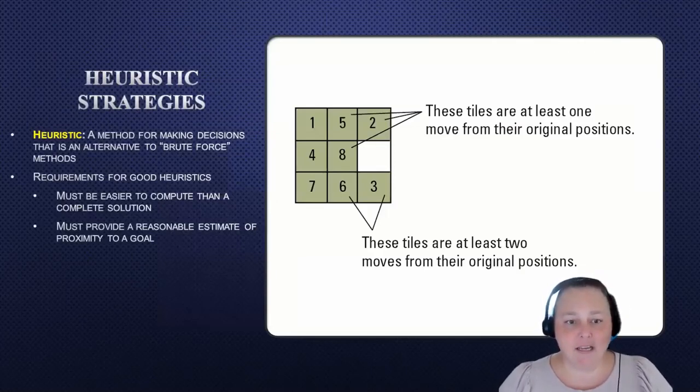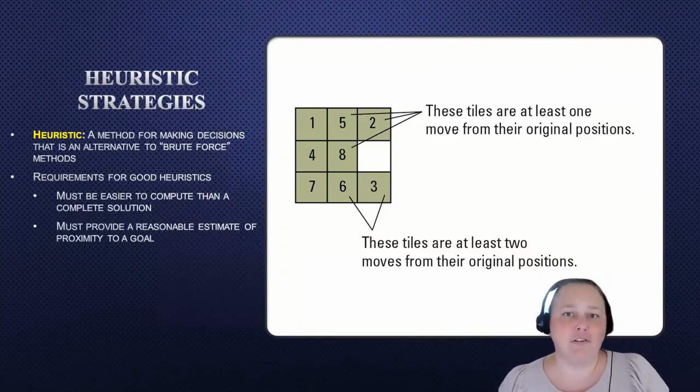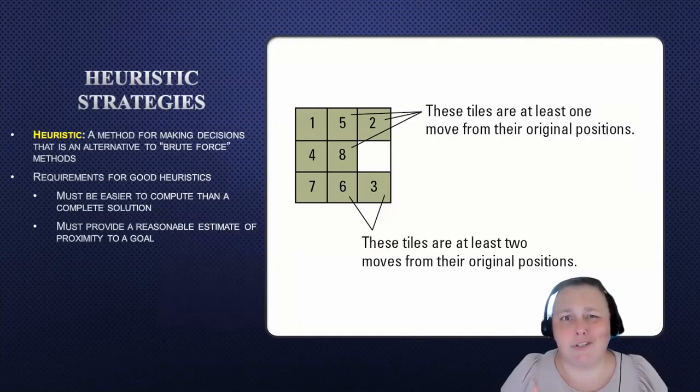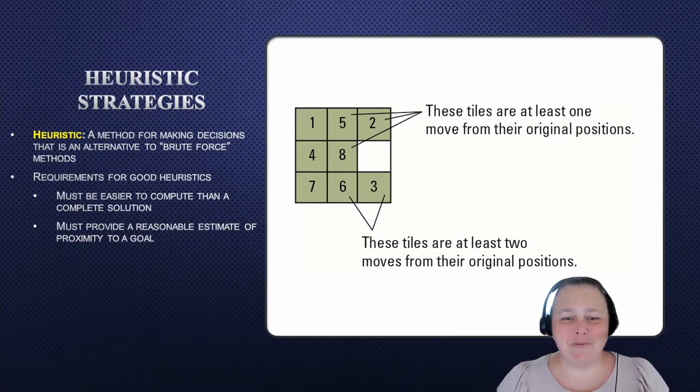Now, a heuristic strategy is a method for making decisions that's a little bit more intelligent and uses a little bit more knowledge than just a full-on brute force, which is what we just looked at in the search tree. It tried every single example until it found it. So requirements for it to be a good heuristic strategy are things such as it has to be easier to compute than a complete solution. If doing brute force is the same as heuristic, then why bother? So it must provide a reasonable estimate of proximity to a goal. You have to be able to somehow measure how close you are to that goal.